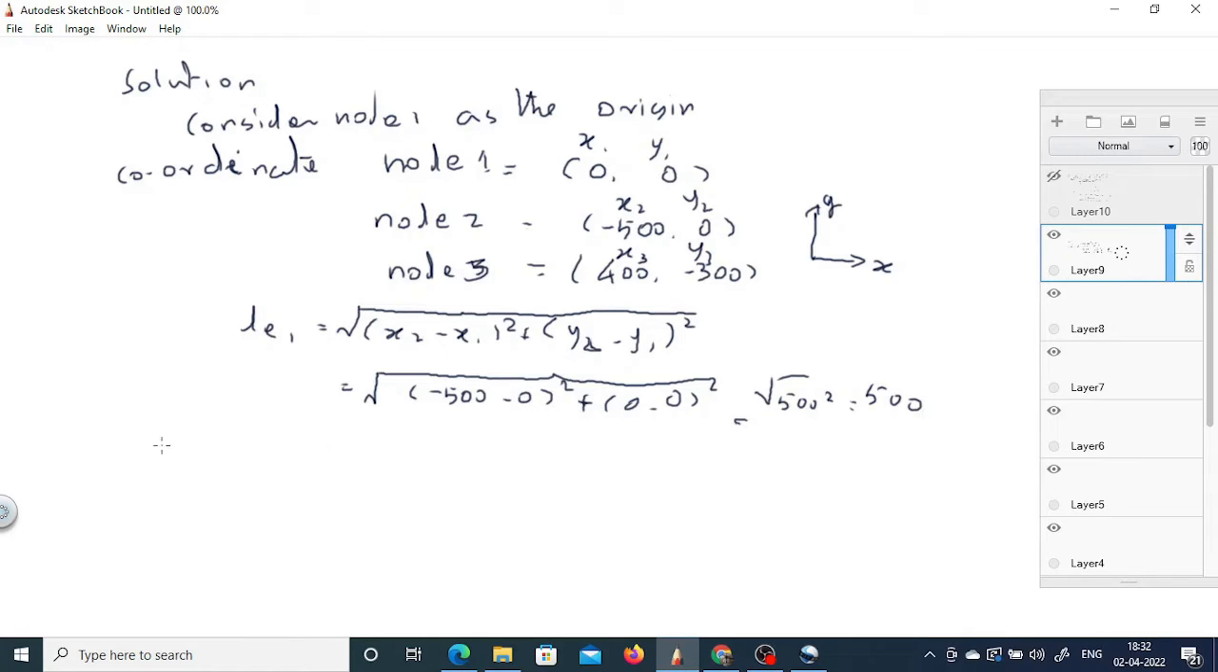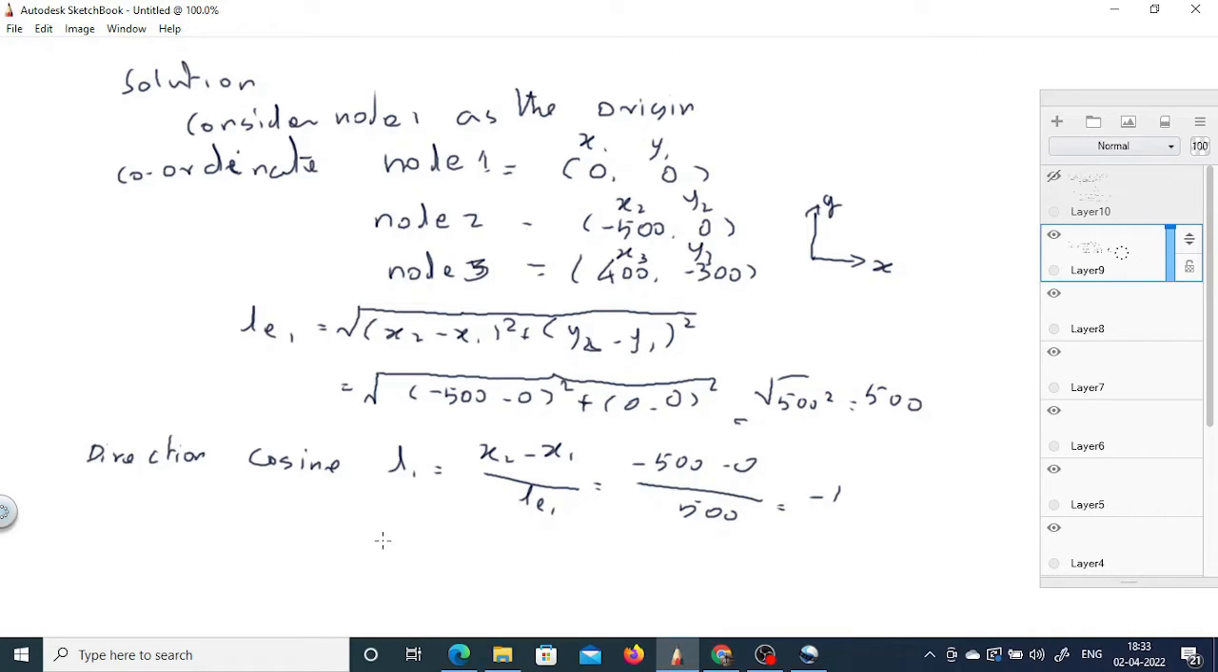And then I can find the direction cosine for element 1. Direction cosine is the next step. To identify the direction cosine, the formula is L1 is equal to x2 minus x1 divided by LE1, which is the formula for truss. So what is the x2 value? Minus 500, and what is x1? 0, divided by LE1, which is 500. So from this I can get 1. So direction cosine L1 is equal to minus 1.